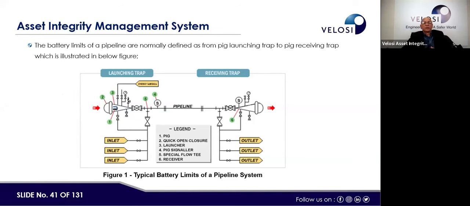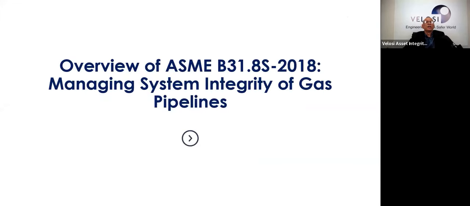From the boundary point of view, we should know which is covered under this scope. A plant is not covered, but the pipeline from pig launcher to pig receiver is covered under the PIMS scope. Then we will try to cover a little bit of B31.8S, for managing system integrity of the gas pipeline.